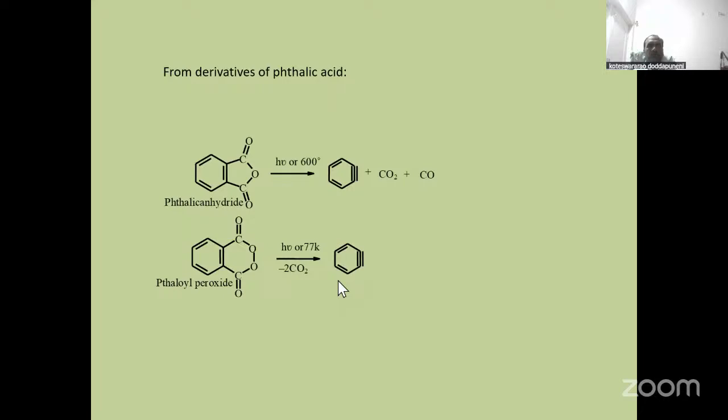Next, from derivatives of phthalic acid. This is phthalic anhydride. Phthalic anhydride on heating at 600 degrees centigrade or under photolytic conditions leads to the formation of carbon dioxide and carbon monoxide along with the benzyne intermediate. Next, phthaloyl peroxide, on photochemical condition or heating at 77 Kelvin, eliminates two carbon dioxide molecules along with the benzyne.